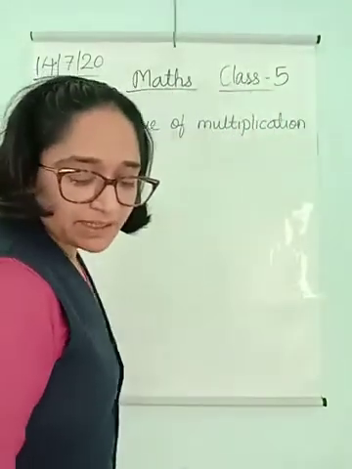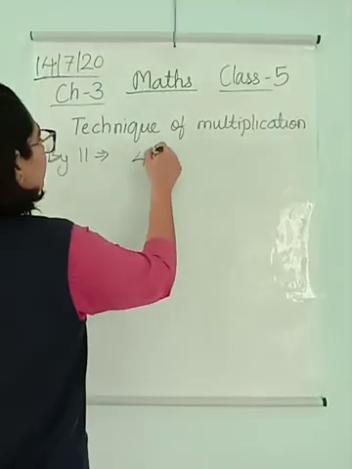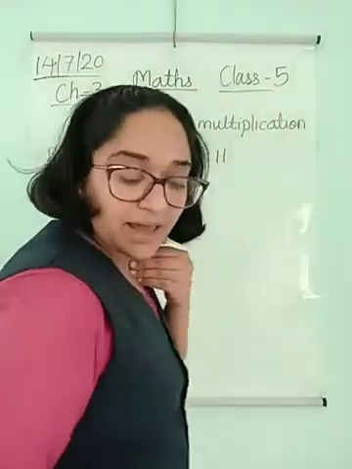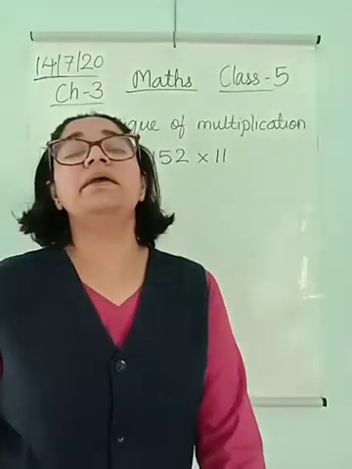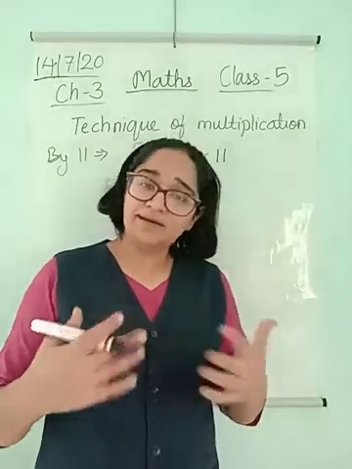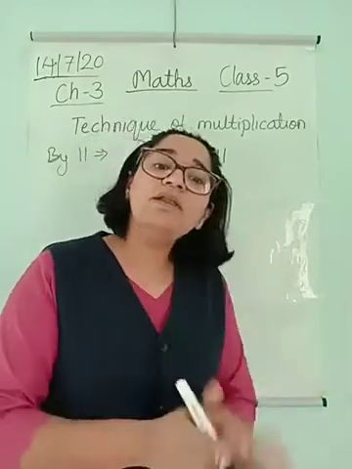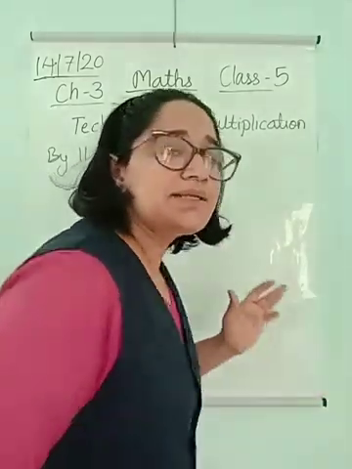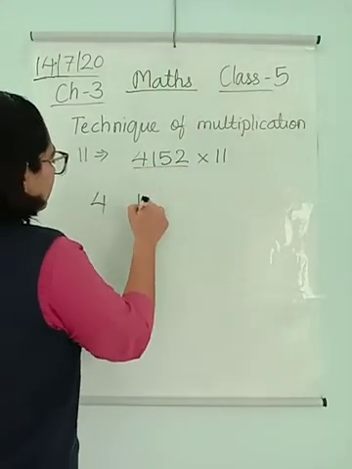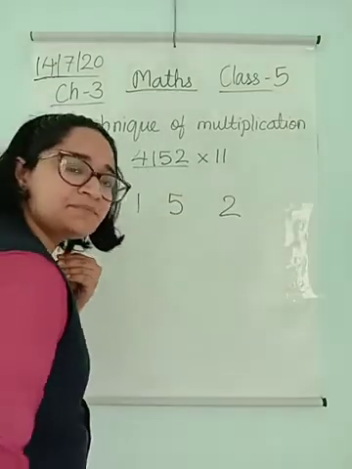I'll take one sum from exercise 3.2, first sum. My sum is 4152 multiplied by 11. Now in this technique, we are not doing the standard multiplication method. We are just going to see how I can get the answer directly without multiplying. In this technique, you will write the number which is given, like this. Whatever number is given, just write it like this.